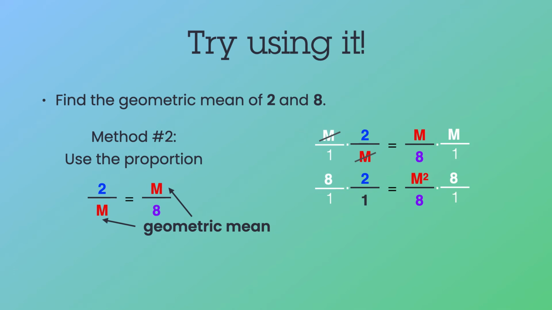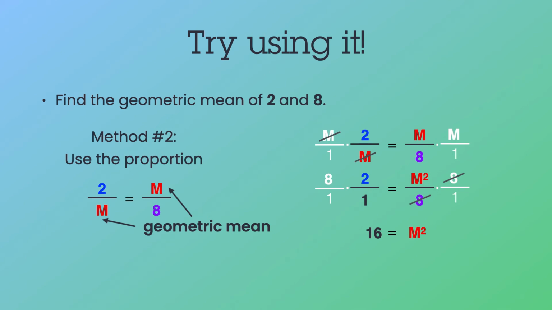This time on the left side, we'll keep the 8 times 2, but on the right side, the 8's will cancel each other out. So as we move down to simplify this, we end up with 8 times 2, which is 16 over 1, and m squared over 1. But really, if they're over 1, we don't need the fractions anymore. So we have 16 equals m squared.